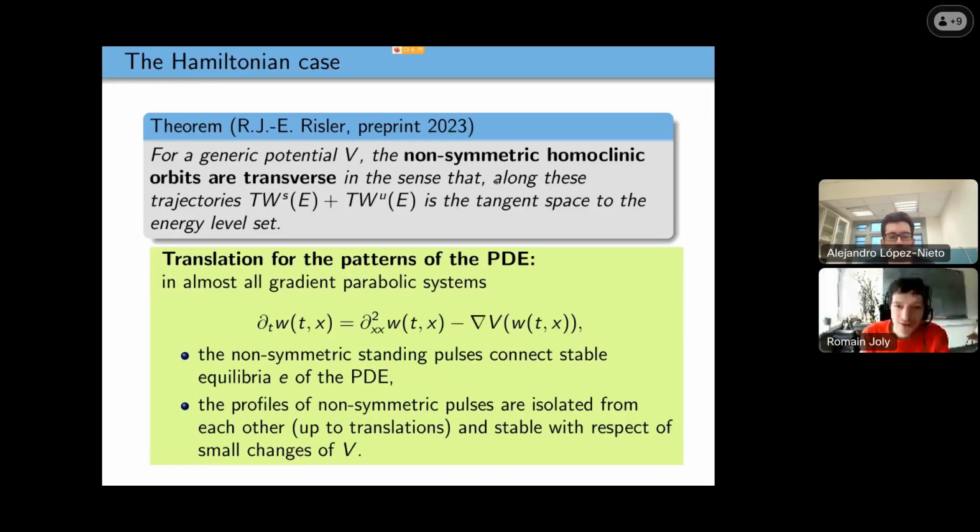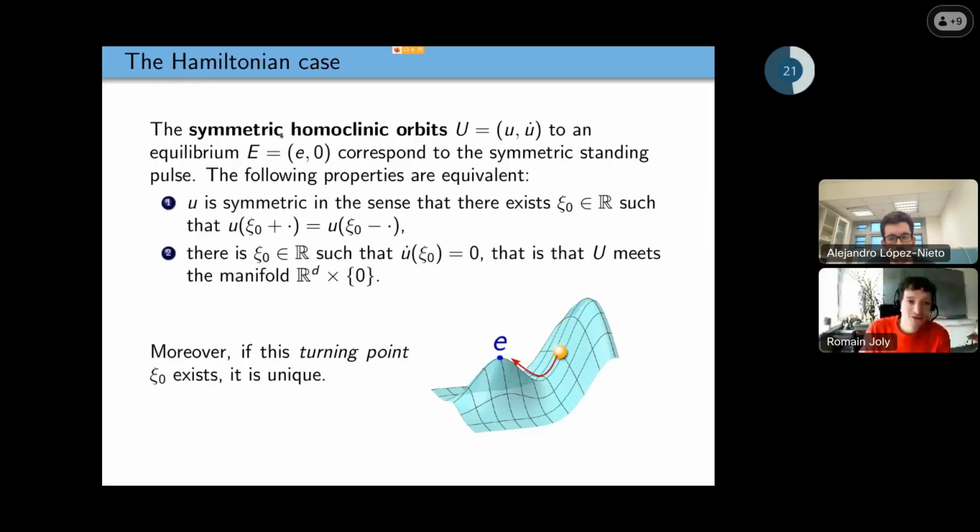As you can see, this just concerns non-symmetric homoclinic orbits. Actually, we don't know what happens for the transversality for symmetric orbits, but we still have a result for symmetric orbits, so I would like to explain this. If you look at a symmetric homoclinic orbit, again you play with this ball and you push the ball from the equilibrium point, and it will go until some point where the speed vanishes and then go back like this. You can prove that this is really what happens.